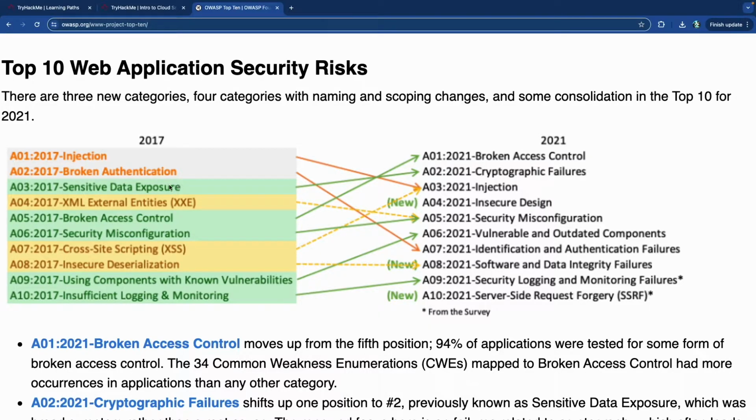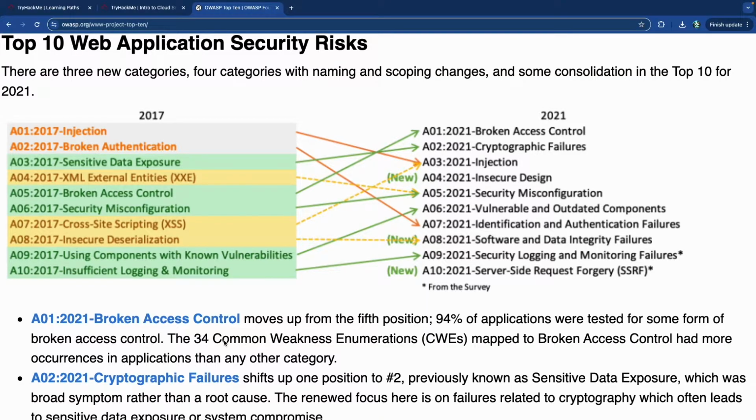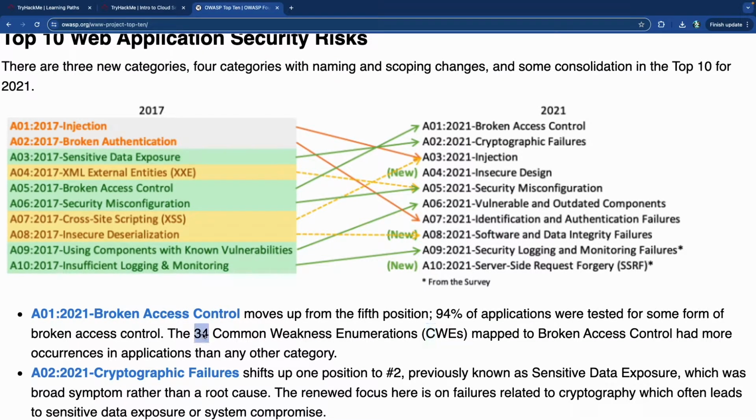And in 2017, for example, injection attacks were a really big deal. So they were number one, and then they dropped down to number 3. And then sensitive data exposure ended up going to number 2, which goes under cryptographic failures. So sensitive data exposed means that it wasn't properly encrypted. And then broken access control went from number 5 to number 1. 94% of applications were tested for some form of broken access control, and 34 common weakness enumerations mapped to broken access control had more occurrences in applications.